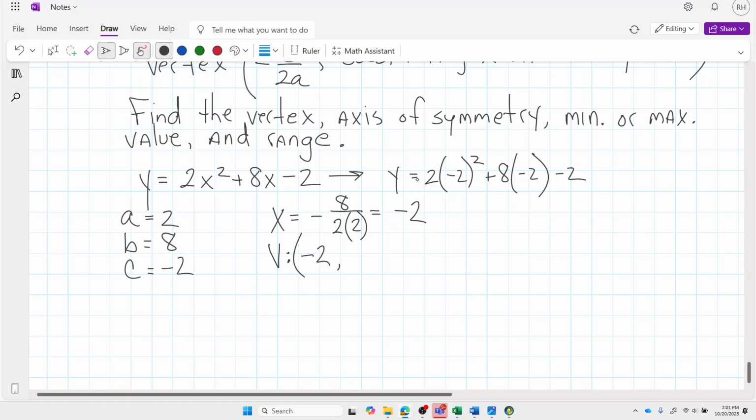Now, if you got a TI-30 XA calculator, you can type this in left to right and push equals. If you don't, well, negative 2 squared is 4, and 4 times 2 is 8, plus 8 times negative 2 is negative 16, minus 2. 8 plus negative 16 would be negative 8, minus 2 would be negative 10.